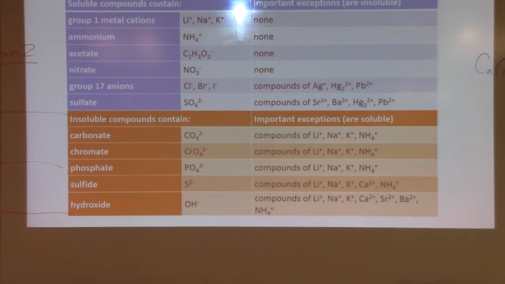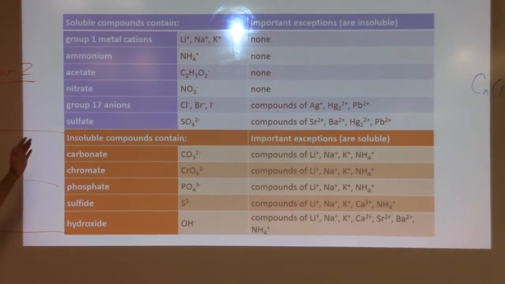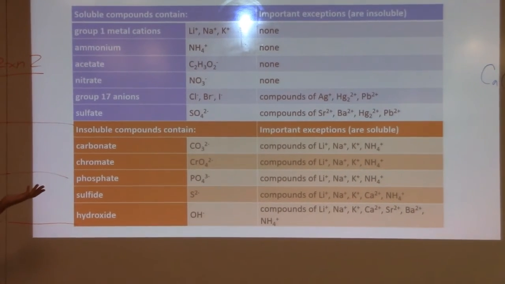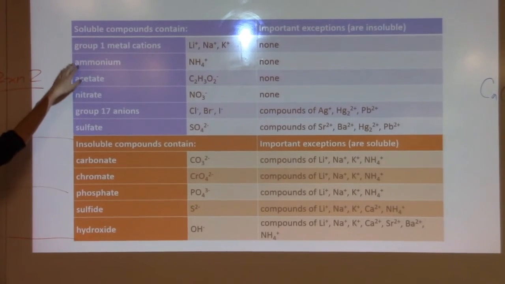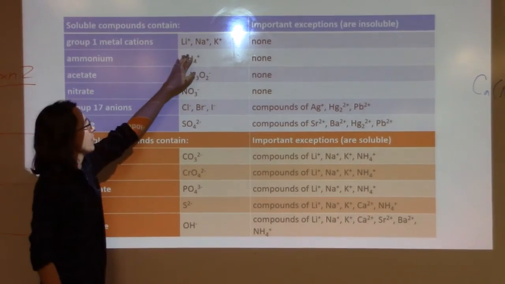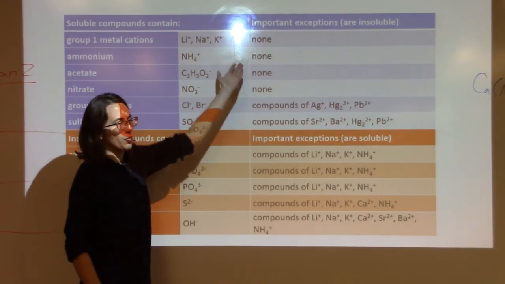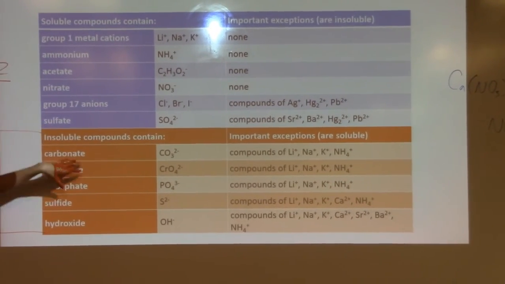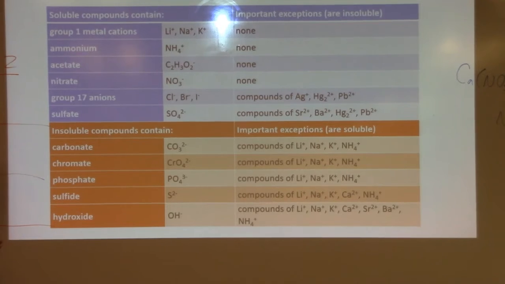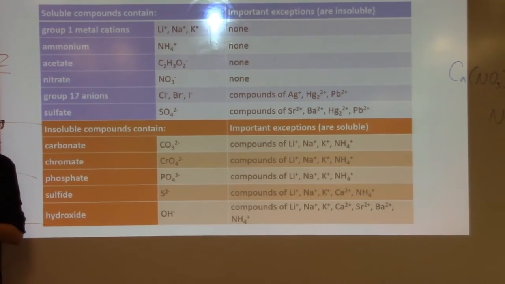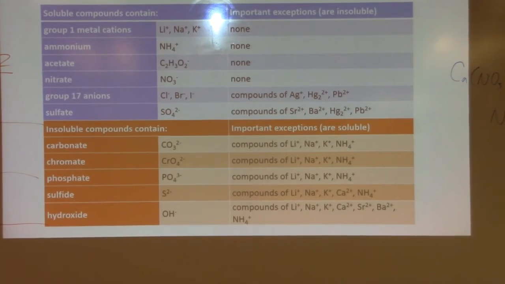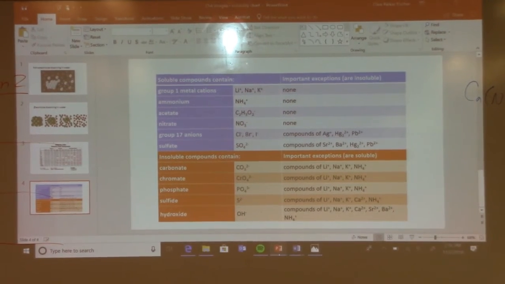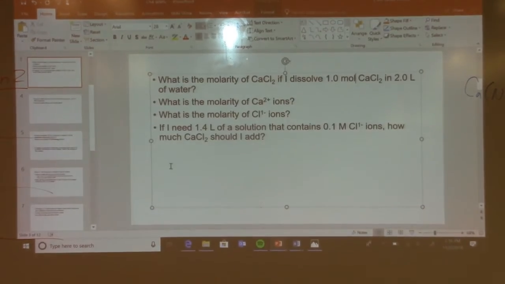You can also think about it as a list of rules like this. You also have the same list of rules in your packet, and it's the same information. It says that if you've got one metal cation, then it is always soluble and there are no exceptions to its solubility. These are soluble compounds and these are insoluble compounds. So why is this important? Well, this is important because you might be able to react some solutions and get an interesting thing out of it.